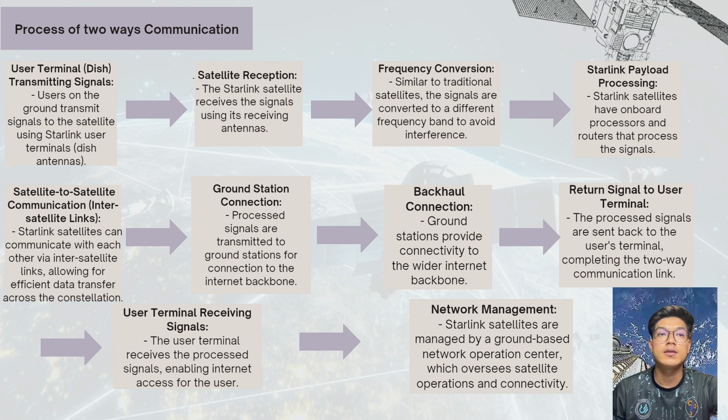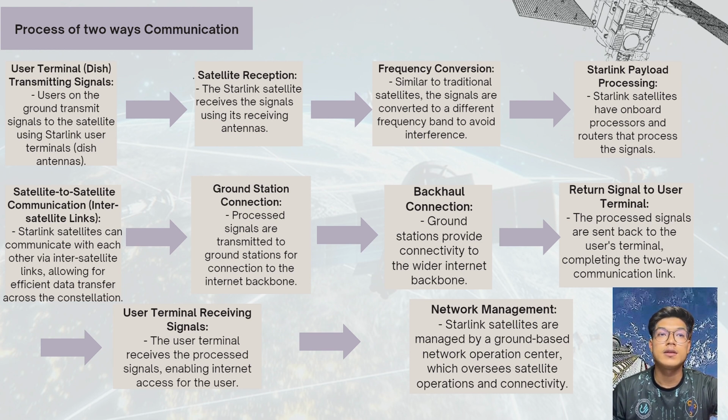And second is backhaul connection. Ground stations are connected to the internet backbone through the high capacity backhaul link. This connection ensures that the data from the satellite is seamlessly integrated into the global internet network.